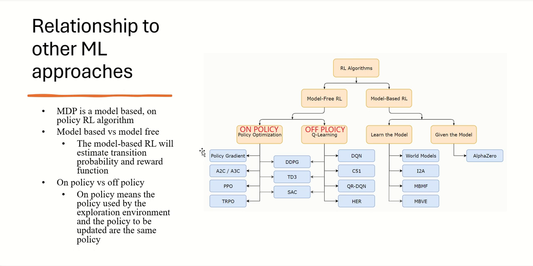What's the relationship between MDP and other approaches? First of all, MDP is a model-based, on-policy RL algorithm. What's model-based versus model-free? A model-based approach has a transition probability and reward function, but a model-free one doesn't. And what's on-policy versus off-policy? For on-policy, the policy used to explore the environment and the policy to be updated are the same one. But for off-policy, these two are different.